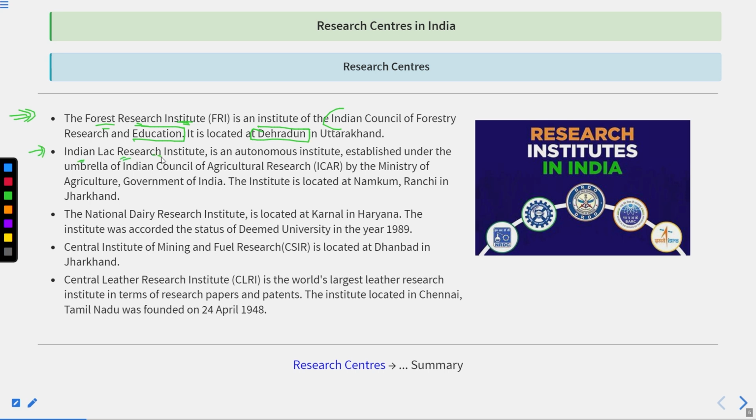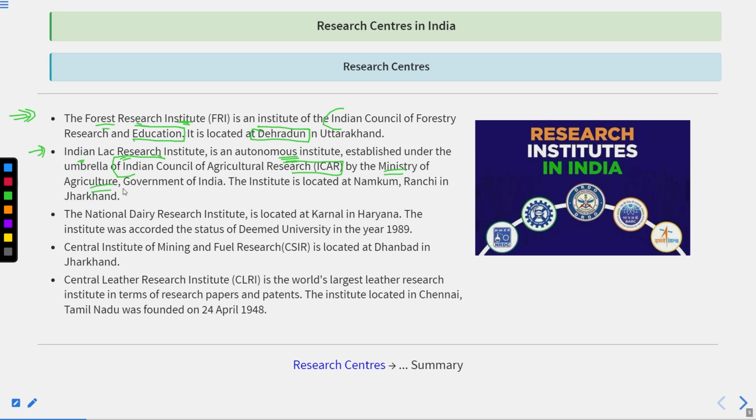Indian Lac Research Institute. This is an autonomous institute, which means that the institute is free to take its own decisions to work accordingly, but it got established under the umbrella of the Indian Council of Agricultural Research. This is the main parent body of that particular institute, and it is established by the Ministry of Agriculture, Government of India.